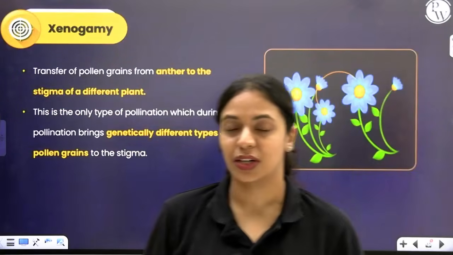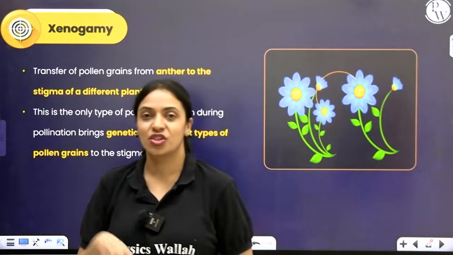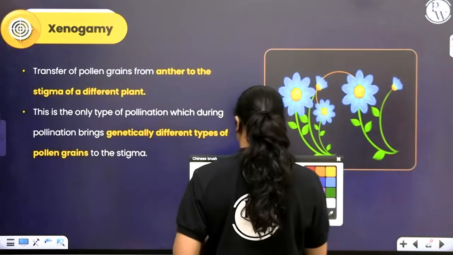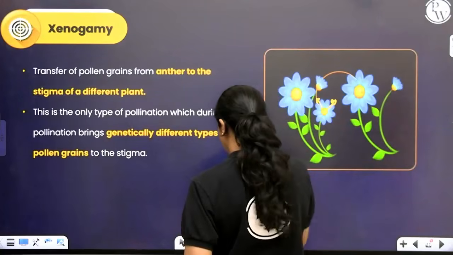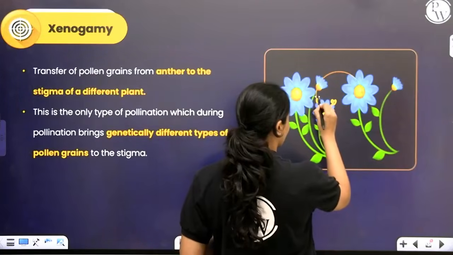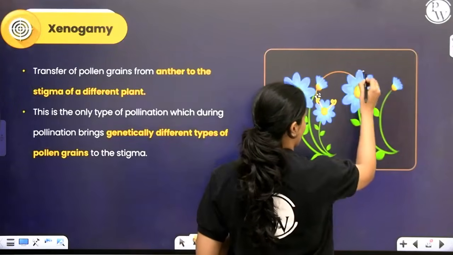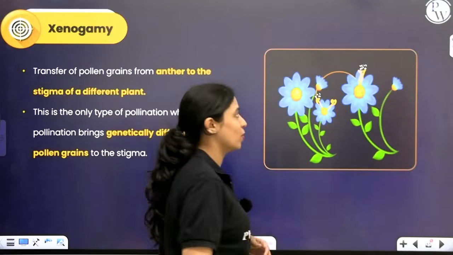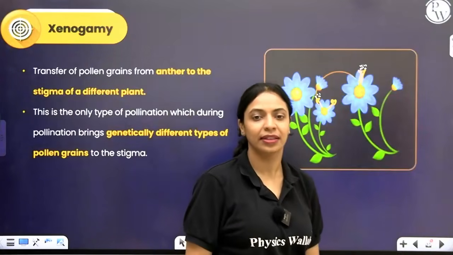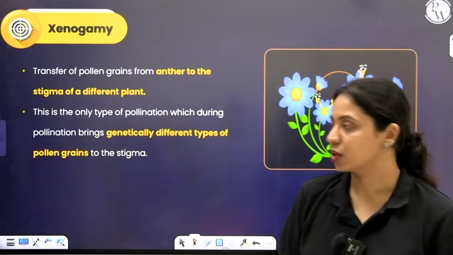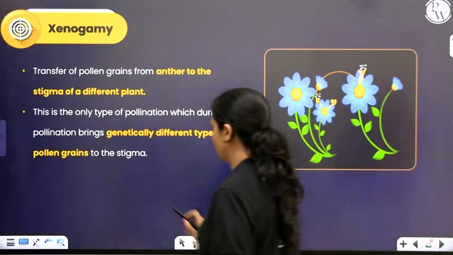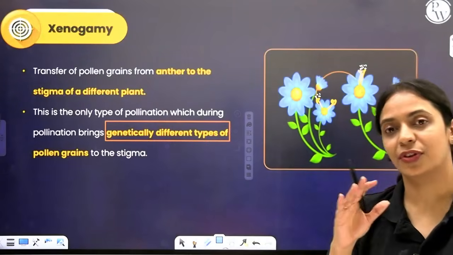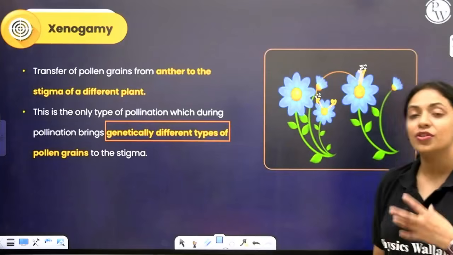The last type is called xenogamy. This is actual cross-pollination where two different plants are involved. So genetically, different types of pollen grains can be exchanged. Whatever pollen grain this plant produces, if it goes and lands on the stigma of another flower, stigma of another plant, then we call it xenogamy or cross-pollination. So this is the only type of pollination where genetically different types of pollen grains are brought to the stigma. These are about different types of pollination based on the source of pollen.